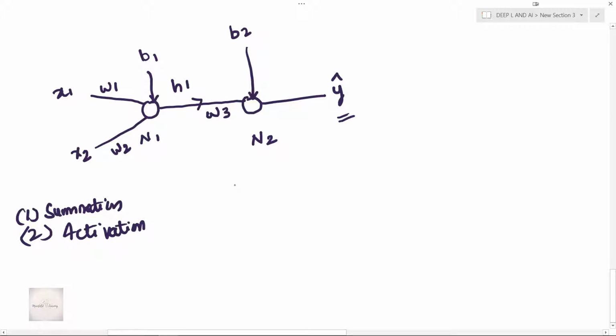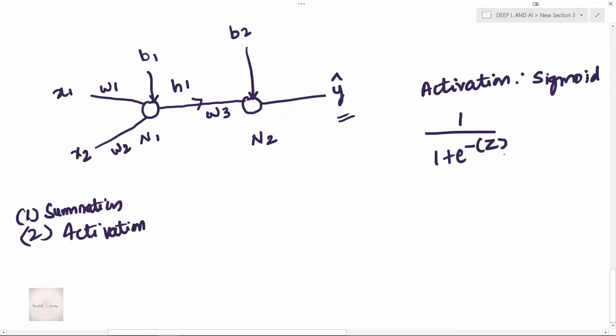To find the output of H1, as I said already, we need an activation function as well, right? So let's say the activation of both N1 and N2 is sigmoid activation. Sigmoid is nothing but 1 over 1 plus e power minus z, where z is the value that I get after I perform the linear operation. So this is the activation function that I have for N1 and N2. Now let's predict the Y hat.